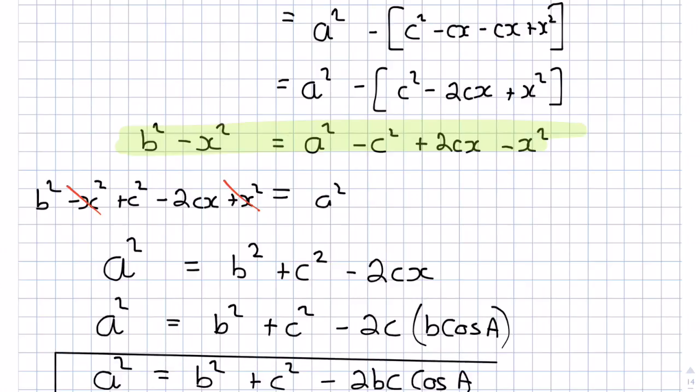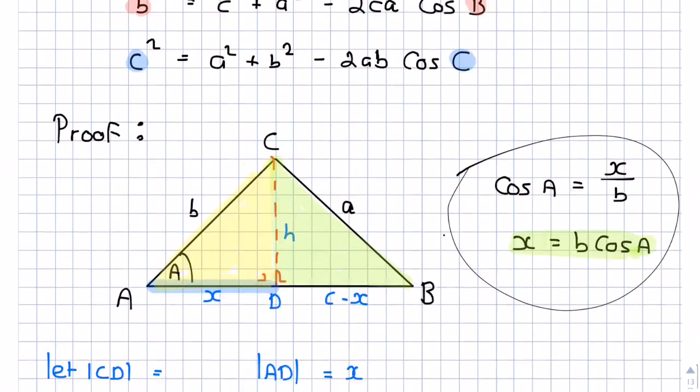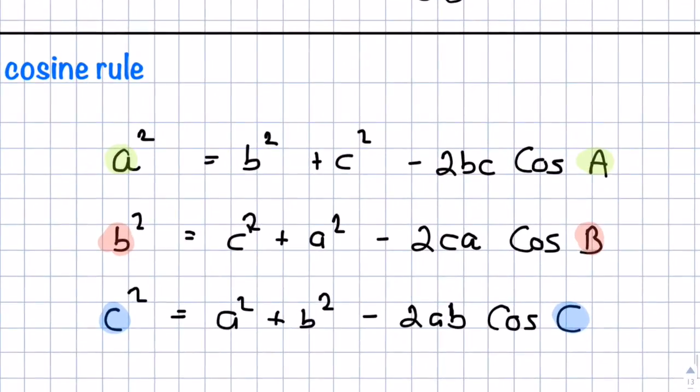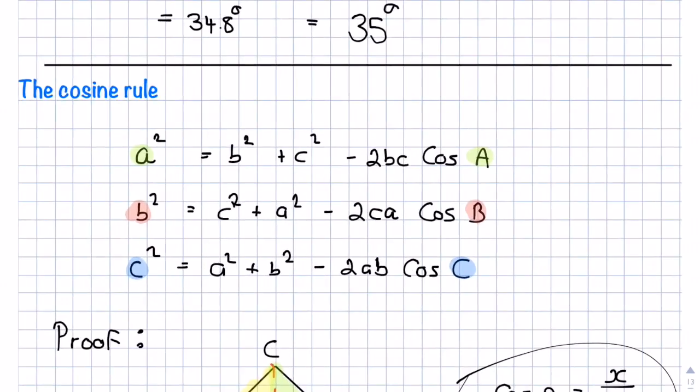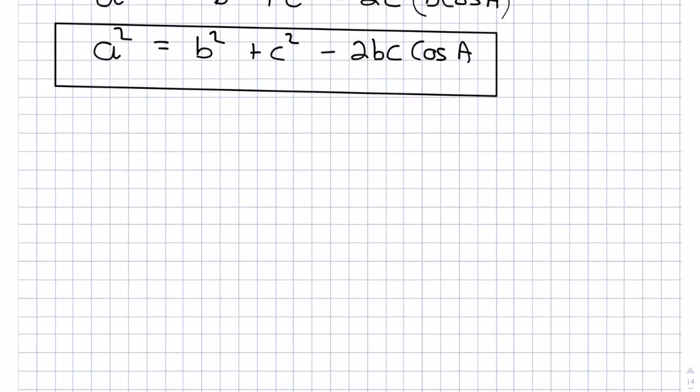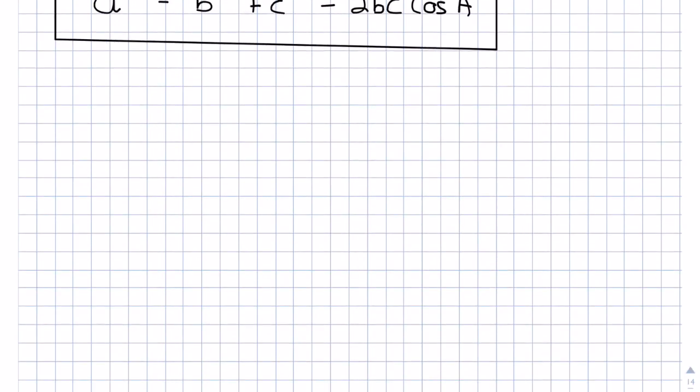And the exact same can be true for b squared equals and c squared equals. So there are three cosine rules. A squared equals b squared plus c squared minus 2bc cos a. B squared equals c squared plus a squared minus 2ca cos b. Or c squared equals a squared plus b squared minus 2ab cos c. So that finishes the cosine rule for us. We'll do an example just to make sure you definitely understand it.